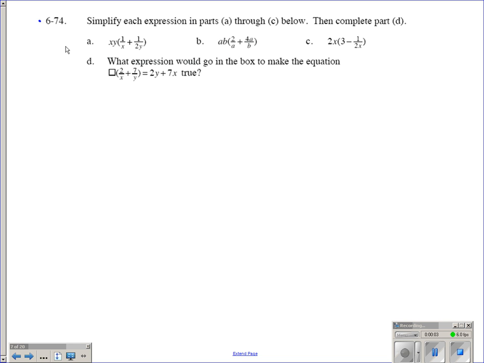Problem 674. Simplify each expression in parts A through C below. Then complete part D. Letter A. We need to simplify x times y times the quantity of 1 over x plus 1 over 2y.